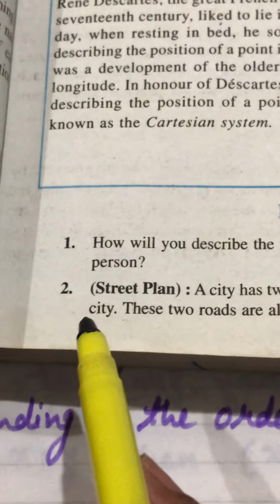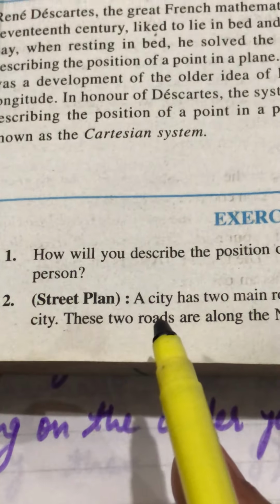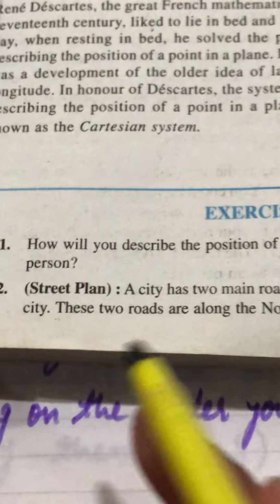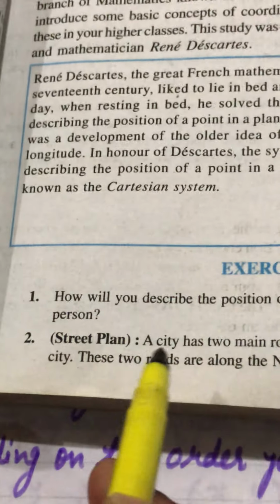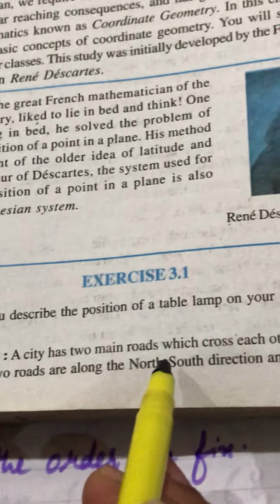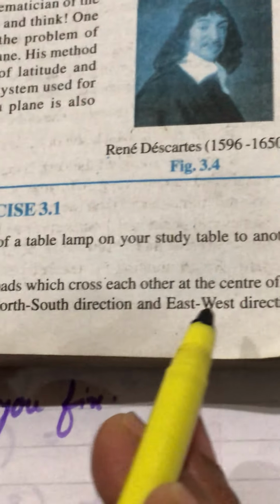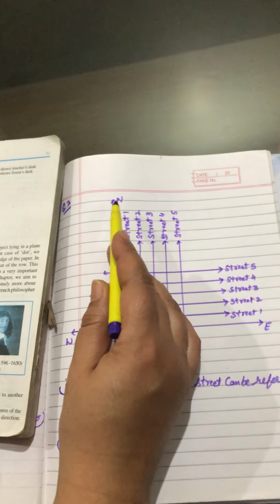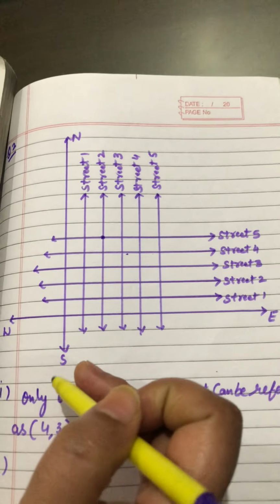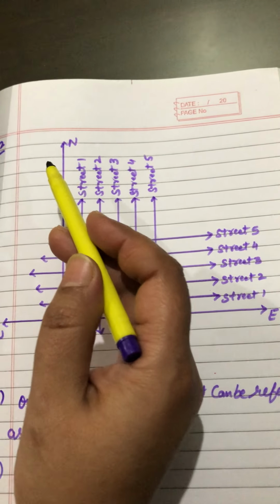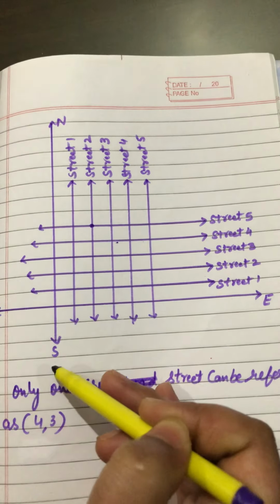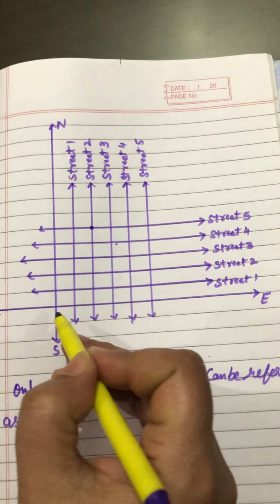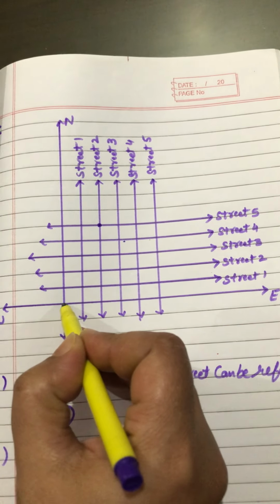Now see, question number 2 is, this is a street plan. The second question is not from the examination point of view. I'll just explain it as an activity. A city has two main roads which cross each other at the center of the city. Now see, I have made this plan. So this is a plan of a city with two main roads which cross each other at the center of the city.